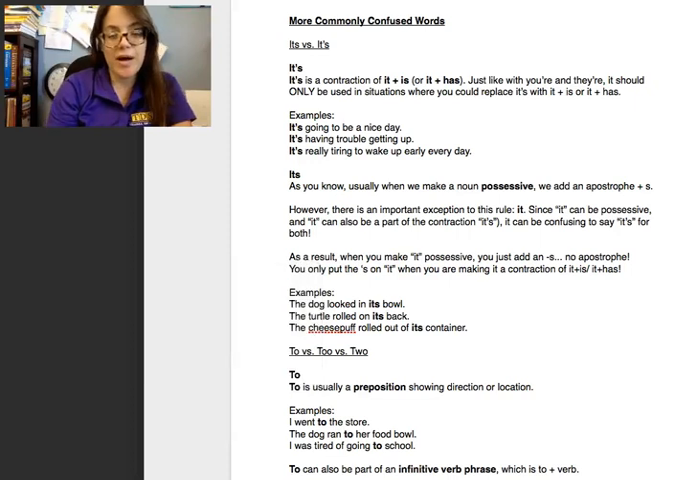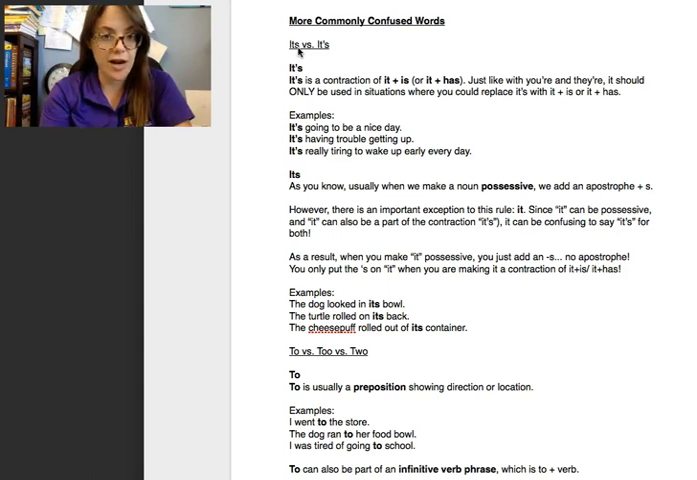Hey guys, I want to talk about some more of the words that we tend to misuse the most. The next one is its and it's, which is very similar to your and you're, and there and their. This is one where we're looking at a possessive pronoun and a contraction. Okay, so let's start with the contraction.